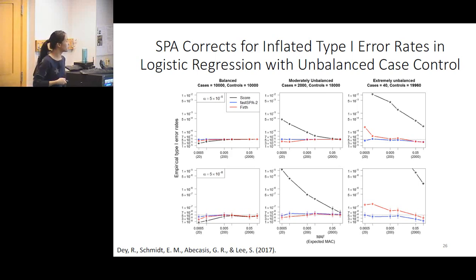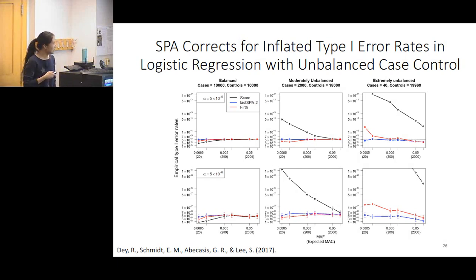You can see the figure from his paper. When we have balanced case-control, the x-axis is the minor allele frequency for the tested genetic variants. For the very, very rare genetic variants, even when the case-control ratio is balanced, we see some deflation for the score test. The fast SPA is the test that he developed, and the firth test is another likelihood ratio test that was developed previously to account for the unbalanced case-control ratio. But the computational efficiency of the firth test is very low.